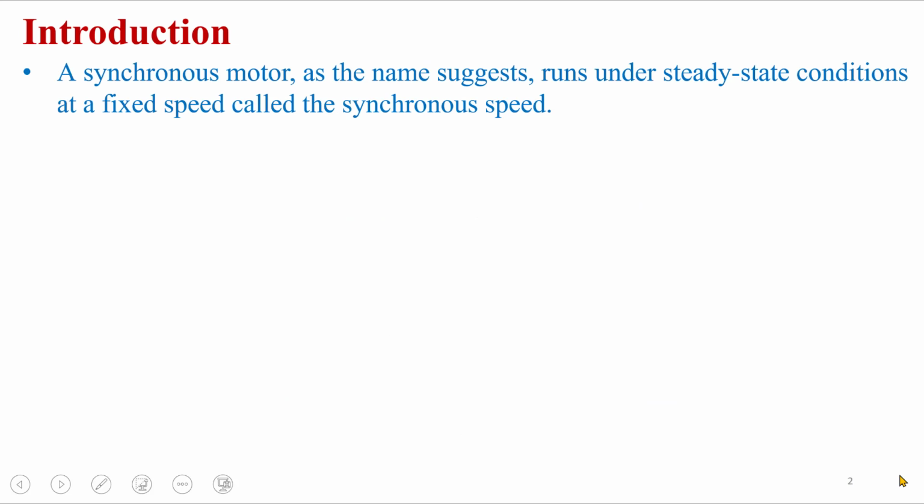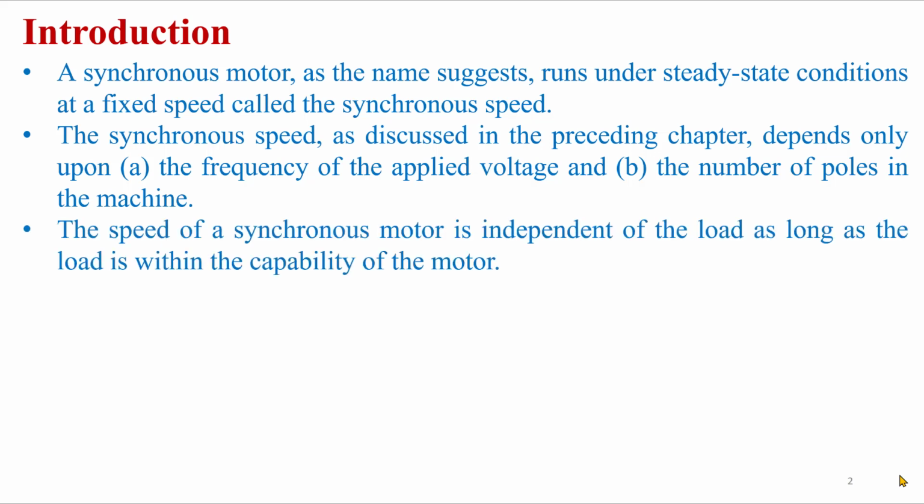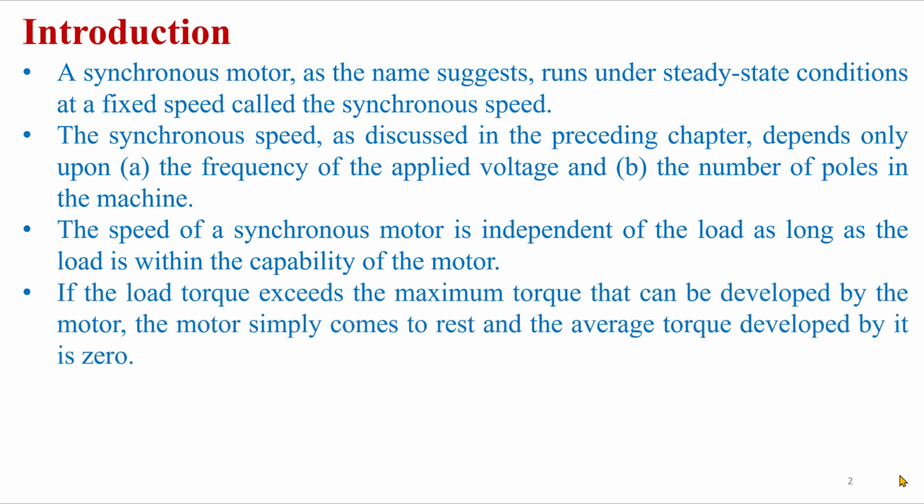Okay, so we'll see the synchronous motor always operates at synchronous speed, and as we know, the synchronous speed being the same means the frequency of the applied voltage remains constant and the number of poles of the machine, right? Also remains the same. So the speed of the synchronous motor is independent of the load as long as the load is within the capability of the motor. That means your load torque is within the maximum generated torque, right? So it should not exceed the maximum torque generated by the motor.